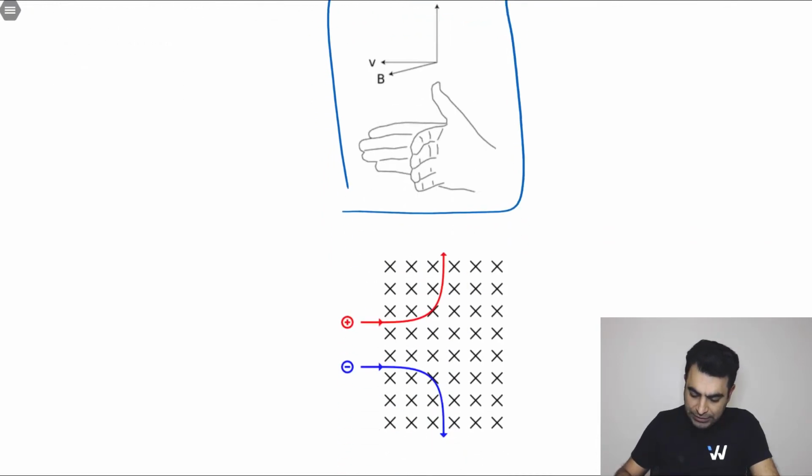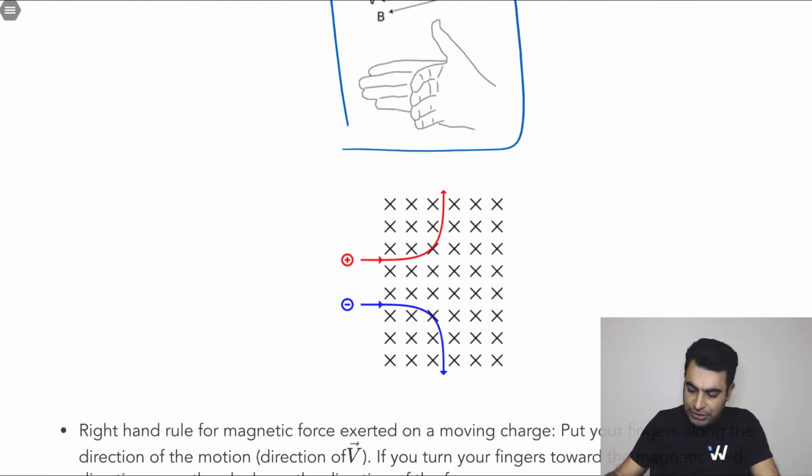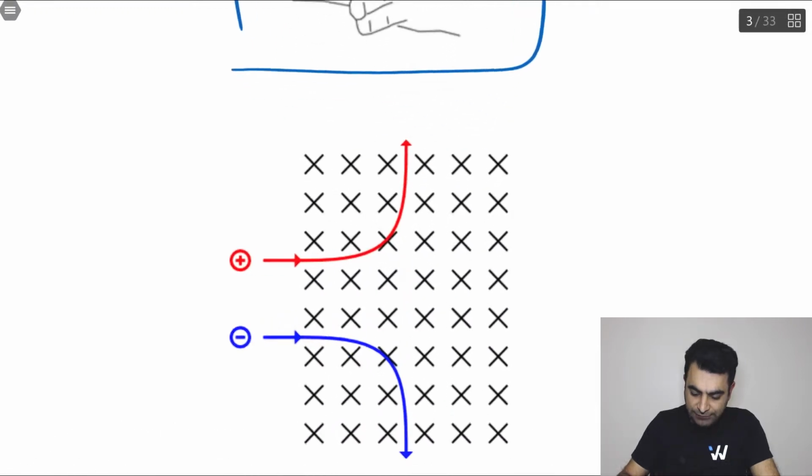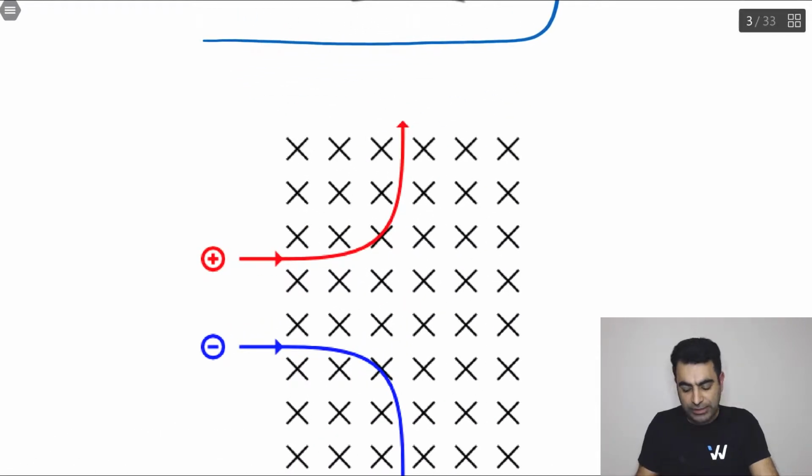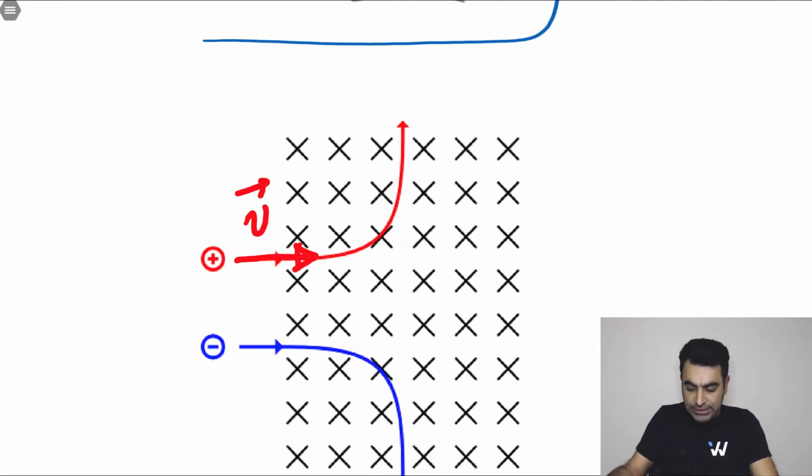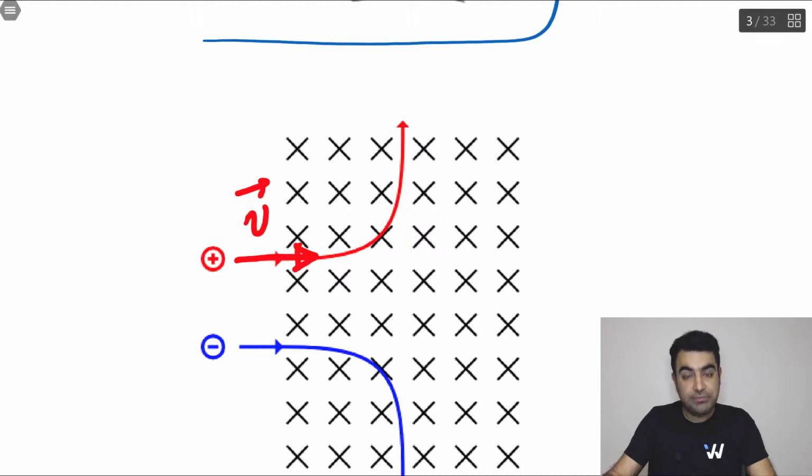For example, let's look at this picture here. Imagine I'm looking for the positive particle, which is shown by the red color. This positive particle is getting into the magnetic field from left to right. So at the initial moment, this is the velocity of the particle. The crosses shown in this picture determine the direction of the magnetic field we have in space.